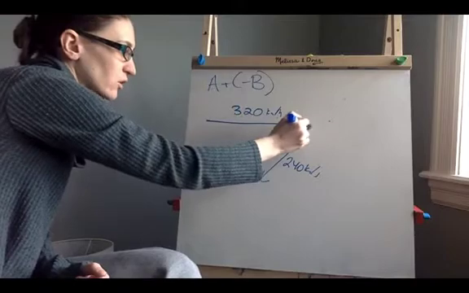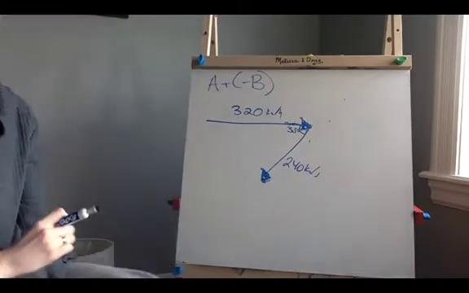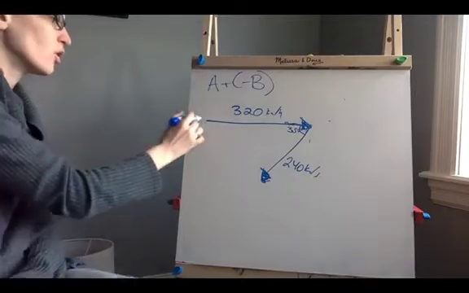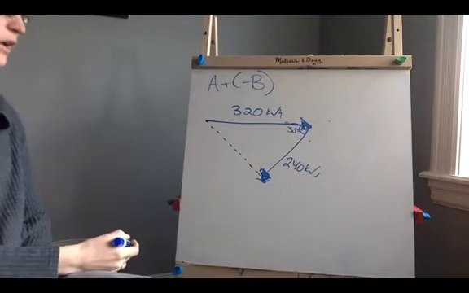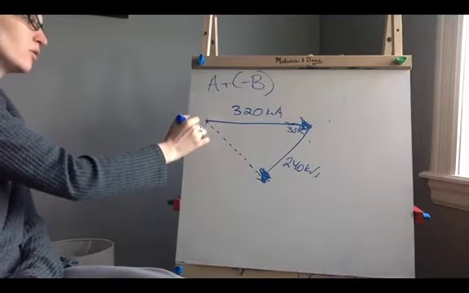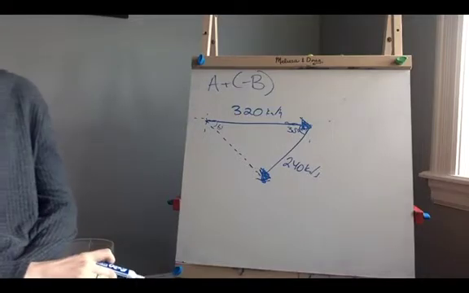Okay, so that was vector 1, vector 2, and then we did them tip to tail. So my resultant vector is this, right? And we're trying to figure out what's that value as well as what's this angle in here so I can get a bearing on it.